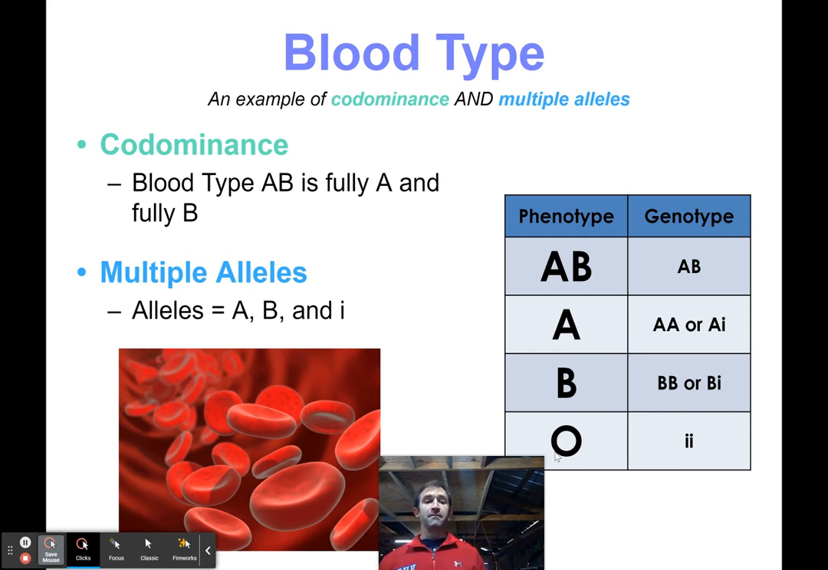You could represent blood type A as AA or Ai. It's still A. And blood type B can be represented as BB or Bi, which would be B. So what we're saying here, A and B are codominant. They're both fully expressed. A and B are both dominant to O. All right, let's do an example.